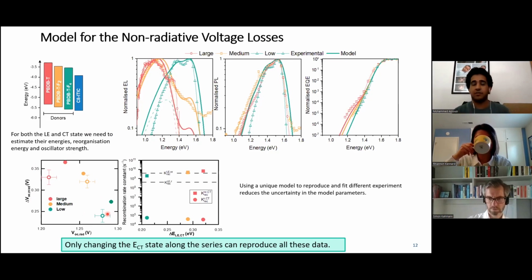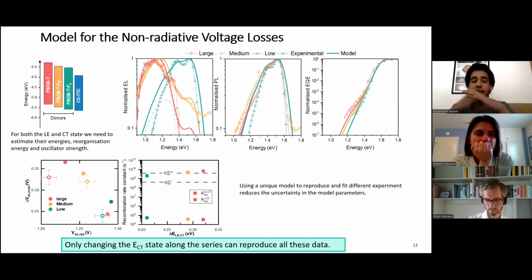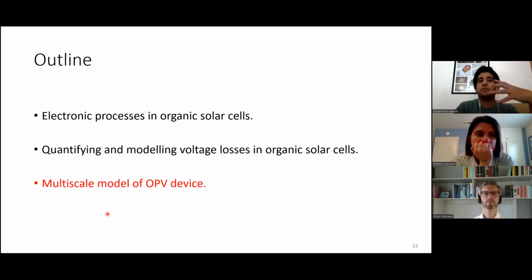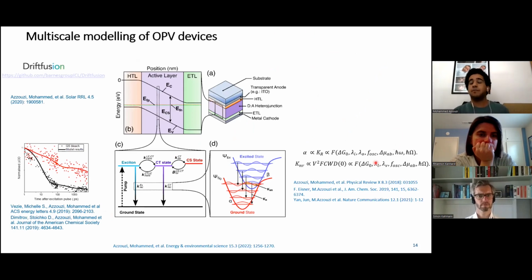the change in the voltage losses in these devices, but how can we relate these properties of the CT and LE state to the device performance overall, like JSC and fill factor? And that's when we went to put this voltage model into a model that can simulate the device, and that's what we did here. So the model has got 3 big parts.